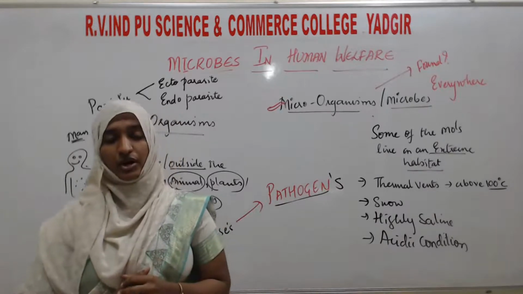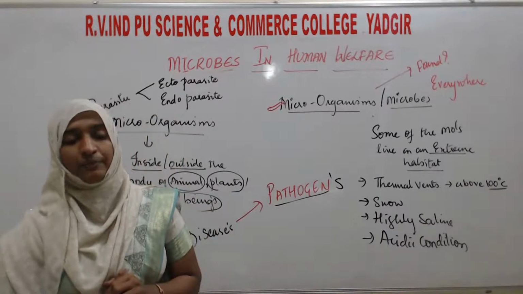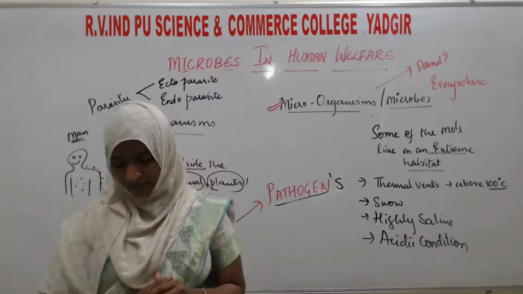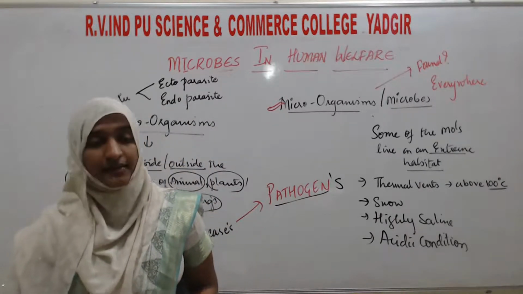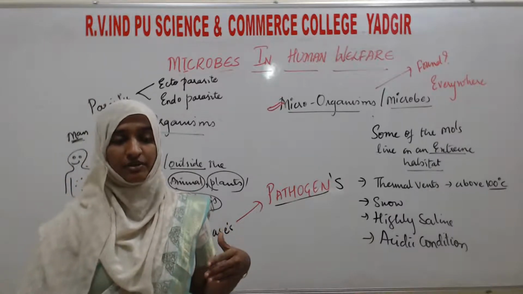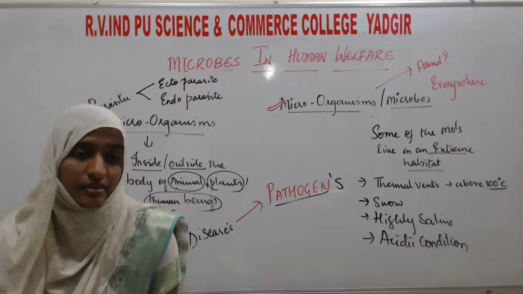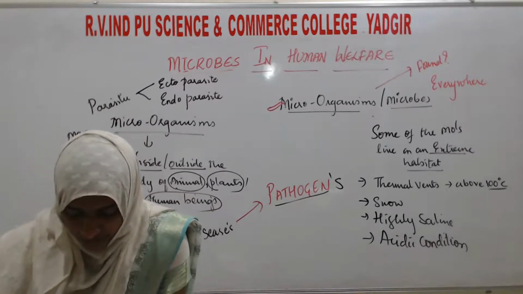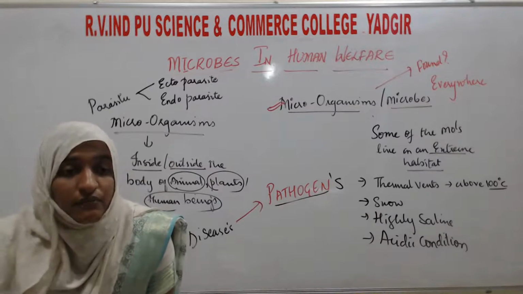Spoiling the food or contaminating. If they are present in the water, they are responsible for contaminating the water also. Like that, if that food is consumed by human beings, then human beings will suffer from diseases or infections. So here they are also involved.